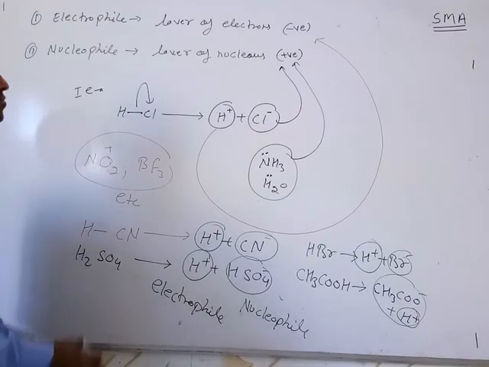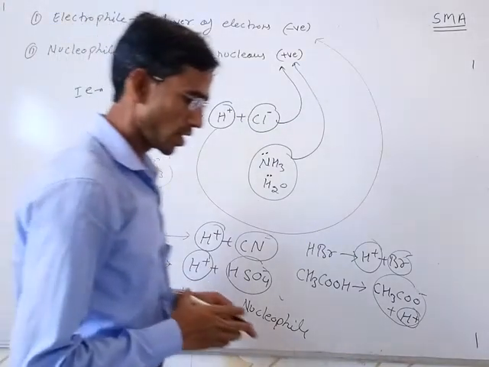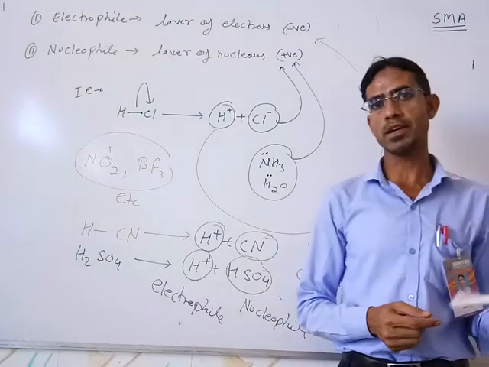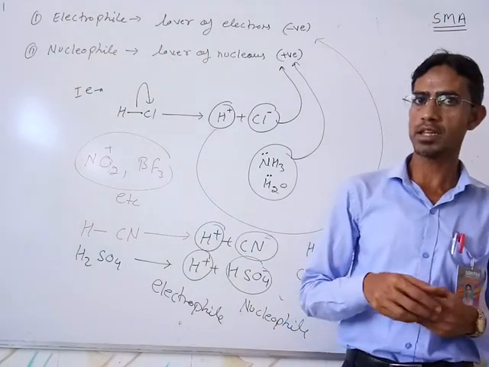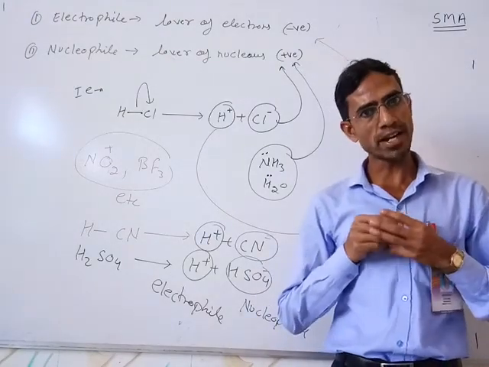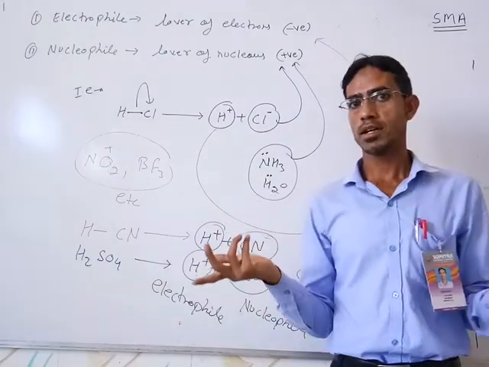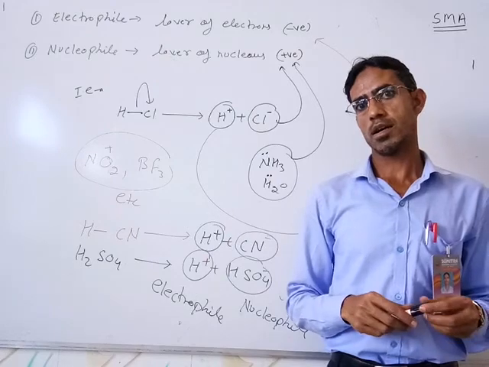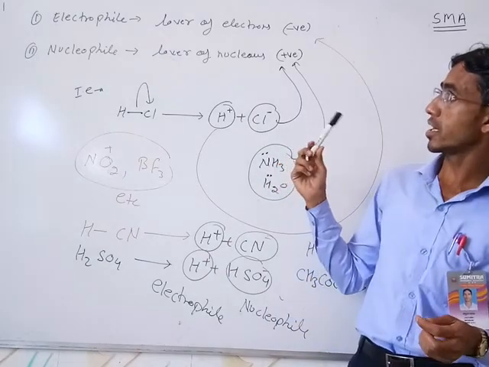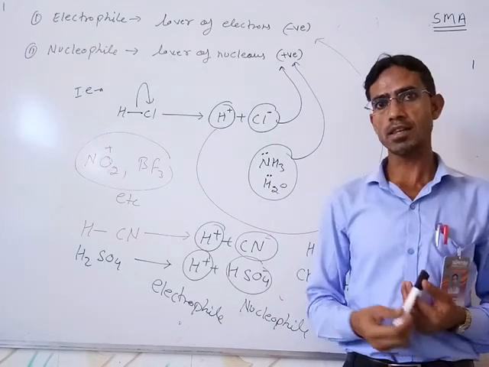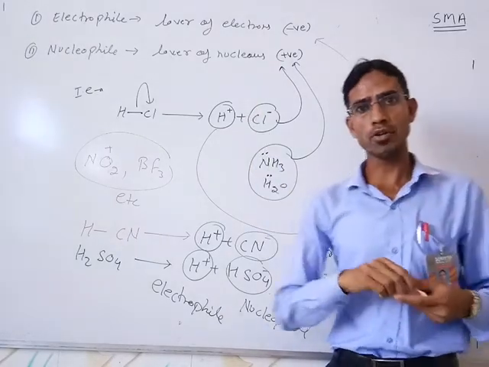Understood? So we discussed two topics related to 12th organic chemistry. First topic is bond cleavage. Bond cleavage is of two types, homolytic and heterolytic cleavage. After that we discussed the attacking reagents: three attacking reagents, free radical, electrophile and nucleophile.